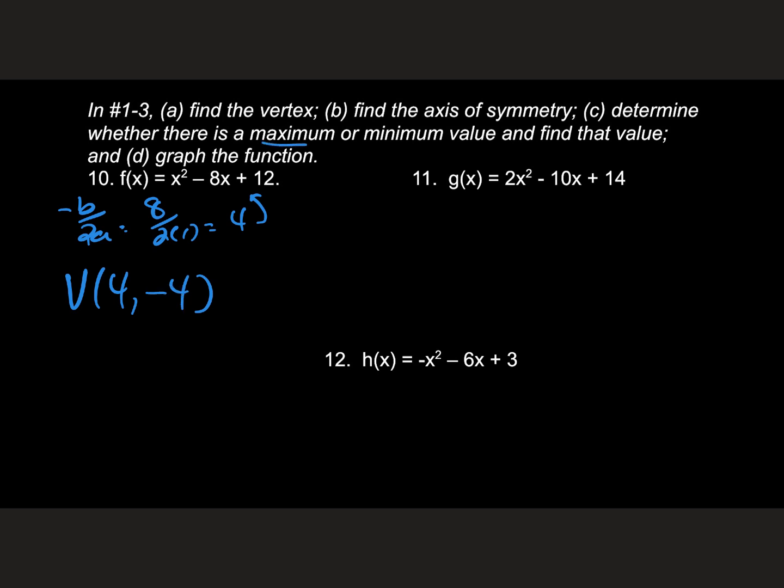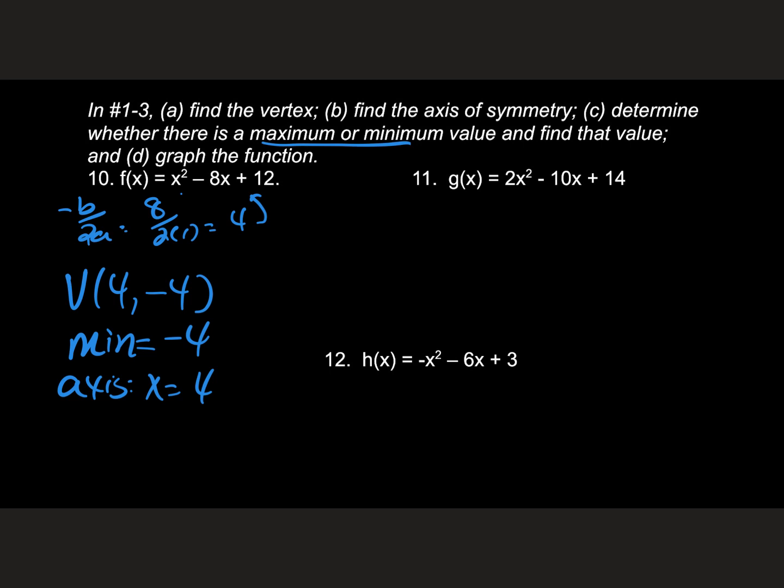Then it says, does it have a max or a min? This one's going up, so it means it has a min. And remember, the minimum value is the y coordinate. And I'll ask you for the axis. I should have done that next. The axis is always x equals, don't forget that, and it's always the x coordinate. Okay, and that's good enough for us.